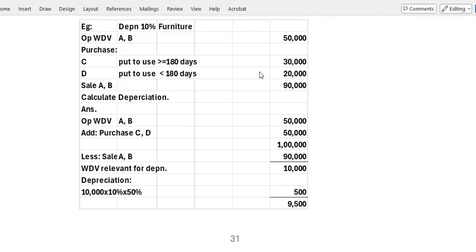Here, let us consider another example. Here, 10% depreciation on furniture you can consider.